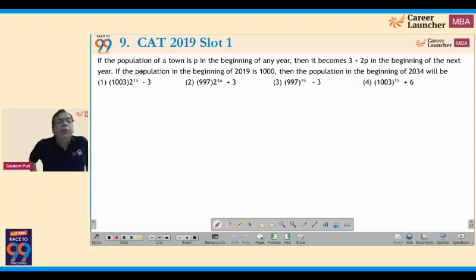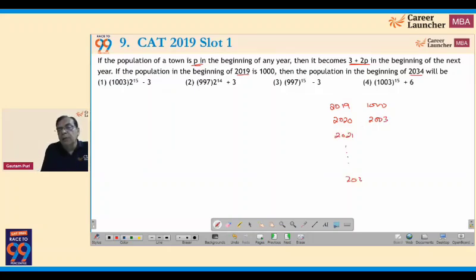Look at this particular question from CAT 2019. Population of a town is P at the beginning of the year, it becomes 3 plus 2P at the beginning of the next year. Population at the beginning of 2019 is 1000, then the population at the beginning of 2034 will be how much? So what is the first year? 2019. Population is 1000. What will be the population in 2020? In 2020, the population will become 3 plus 2P. 2P is 2000. So if it is P, it becomes 3 plus 2P. It becomes 2003. Similarly, you can calculate for 2021 up to 2034.